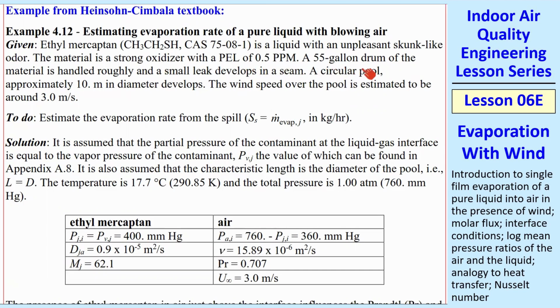You have a 55-gallon drum. A leak develops. A circular pool of this liquid 10 meters in diameter develops. The wind is 3 meters per second. We want to estimate the evaporation rate. You can call this a source strength, m dot evaporation J, in units of kilograms per hour. We're using kilograms instead of milligrams because we're going to find this is actually quite a large amount of evaporation. And then once you know that, you can start calculating how long it'll take for this stuff to totally evaporate.